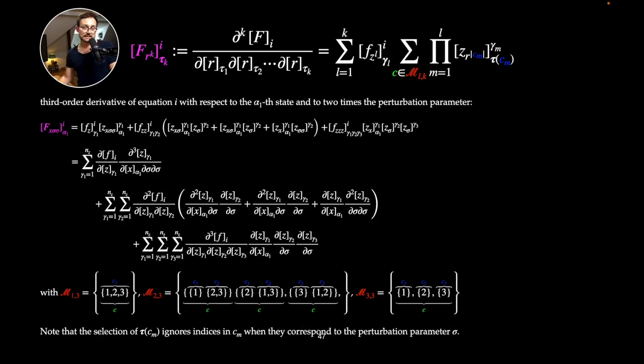Now let me give you the last example, which is a third order derivative of equation i with respect to some alpha 1 state variable, and now with respect to the perturbation parameter and again to the perturbation parameter. This is a third order derivative, but there's only one index because the perturbation parameter is just one number. It's not a vector. I do not need to index anything there. So how does this work? Here we have to be a bit careful. In other words, this tau of cm ignores indices when they correspond to the perturbation parameter. This is an example for that notation.